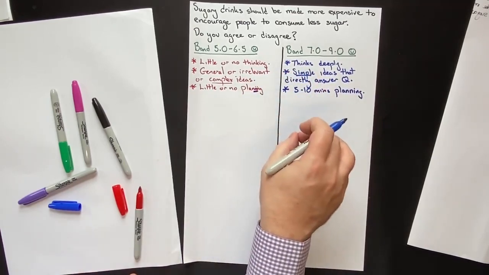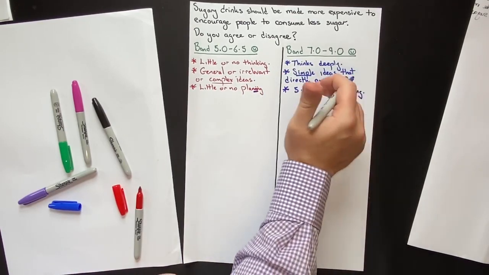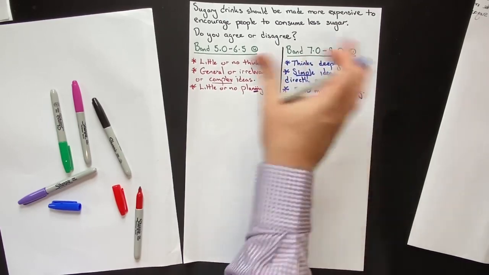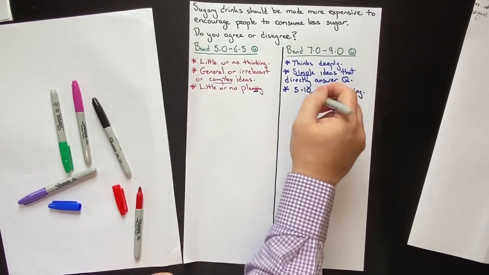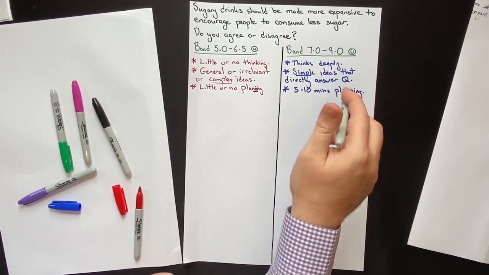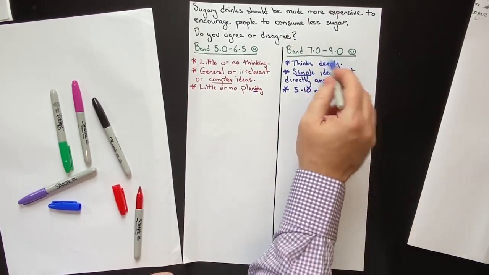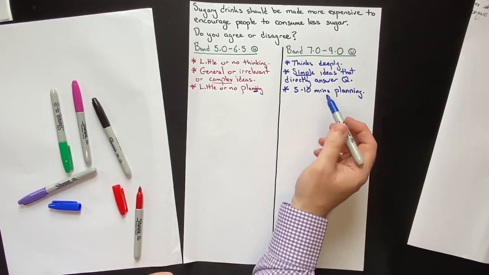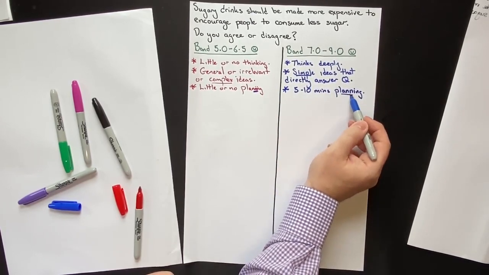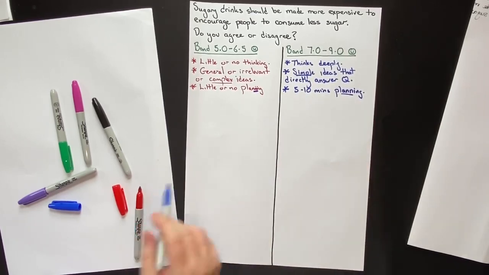So at IELTS Advantage, we have more Band 7 or above success stories than any other course in the world. You can go and check that out on our website. And 90% of the students who get a Band 7 or above, when we ask them what were the keys to you getting a high score, 90% of them will say that they spent 5 to 10 minutes planning.